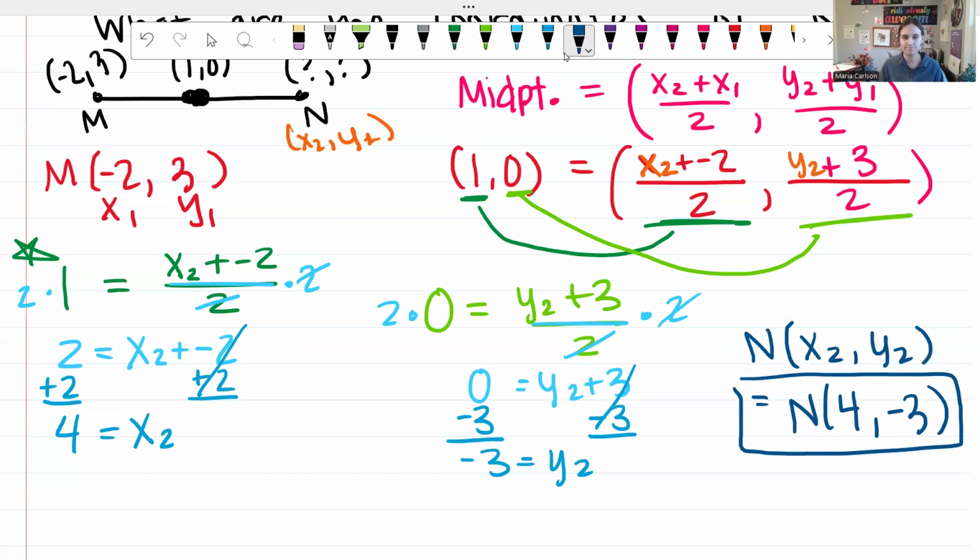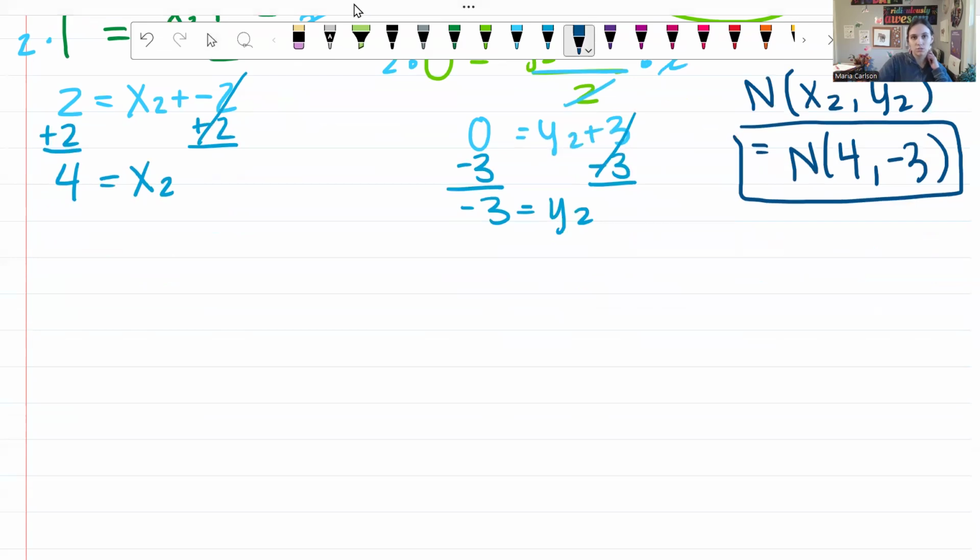All right. Let's do number 2. The coordinates.